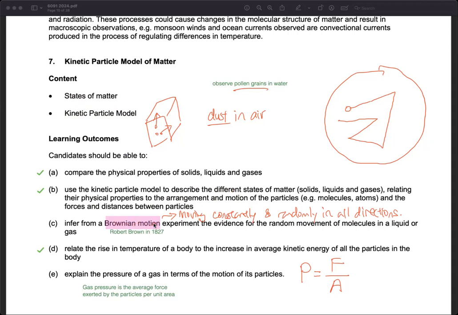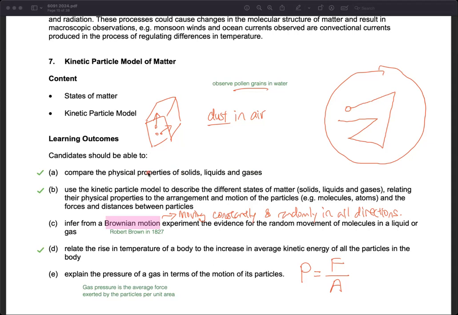We are using Brownian motion to show that the unseen particles are actually moving randomly. They are moving constantly and randomly in all directions, therefore it results in Brownian motion. It's not the pollen grain and the dust that prove the kinetic model. It's the funny direction they are moving in that proves there are actually particles in the water and air. So Brownian motion proves that there are water particles and air particles that cannot be seen with our eye in the microscope. And that proves that the kinetic particle model is a reliable model to explain why solid, liquid, and gas have certain physical properties.